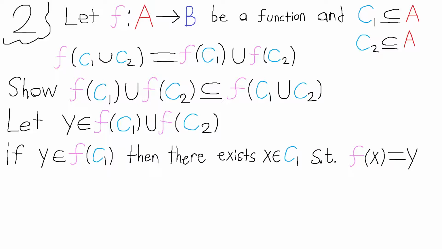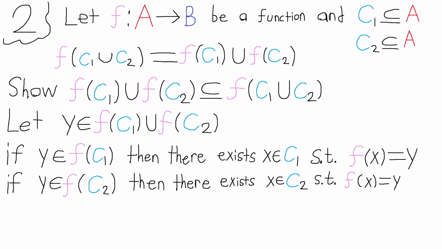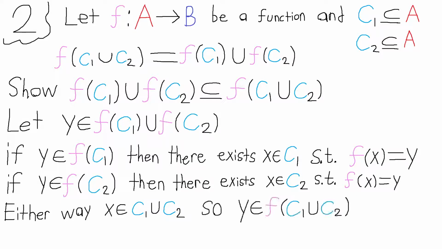If y is an element of the image of C1, then there must exist x in C1 such that f of x equals y. If y is an element of the image of C2, then there must exist x in C2 such that f of x equals y. Either way, this x is an element of the union of C1 and C2. So this means that y is an element of the image of the union of C1 and C2. This shows that the right side is a subset of the left side, and combined with the earlier result, we know that the two sides are equal.